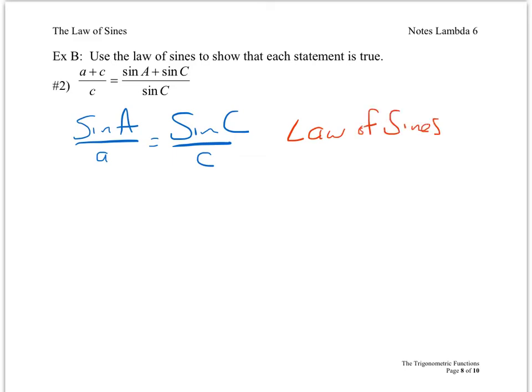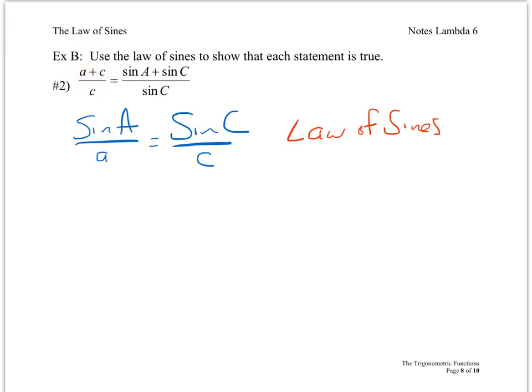The reason I chose this fact: if I look at what I'm trying to prove, I need big A's, big C's, little a's, and little c's in the problem. By writing this statement, I've accomplished that. Now I look at where I am and what I'm trying to accomplish. I notice that all my sines are on the same side of the equation. All my little letters are on the other side of the equation.